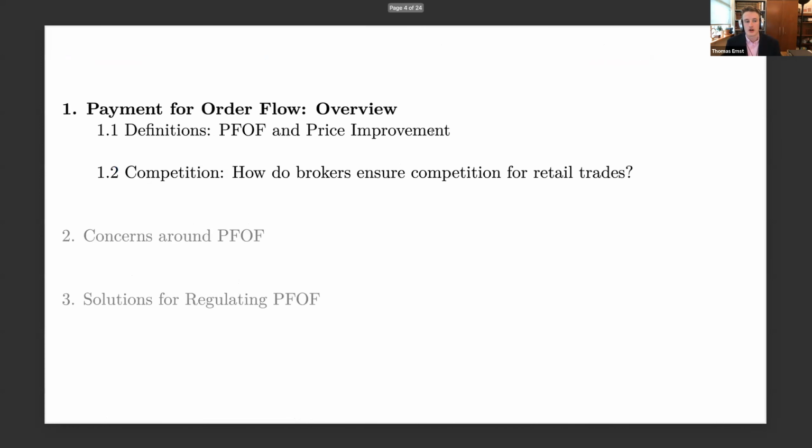So what I'm going to do in this talk is first give a little bit of definition and background. What is PFOF? What is price improvement? And how do brokers set up competition for retail trades? Then I'll talk about some of the concerns around PFOF, and then I'll turn it over to Chester, who will present some of our solutions for regulating PFOF.